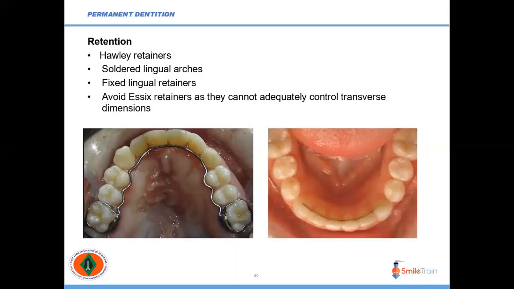So the best type of appliance that is advocated for cleft use is actually the soldered lingual arch, because it's fixed and it doesn't require patient cooperation. The Hawley retainer is a removable appliance and you have to depend on the patient to wear it.